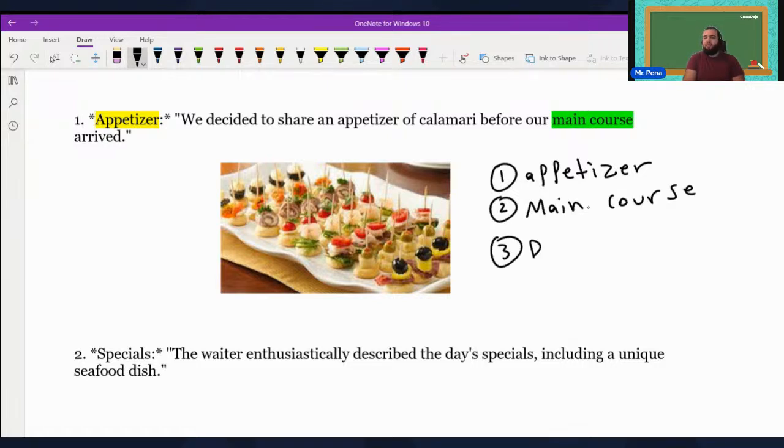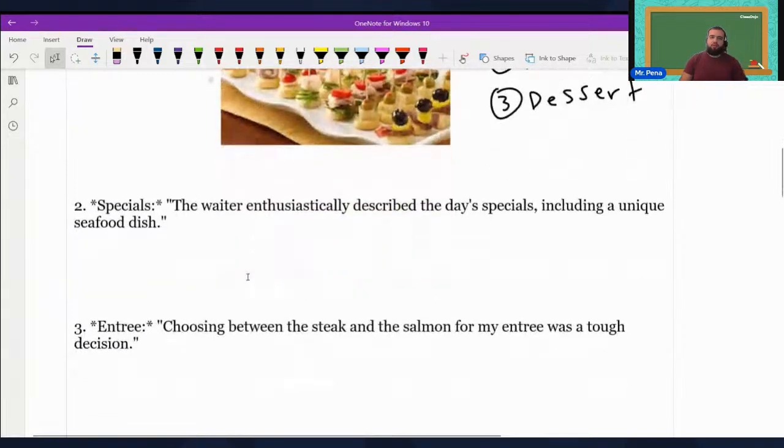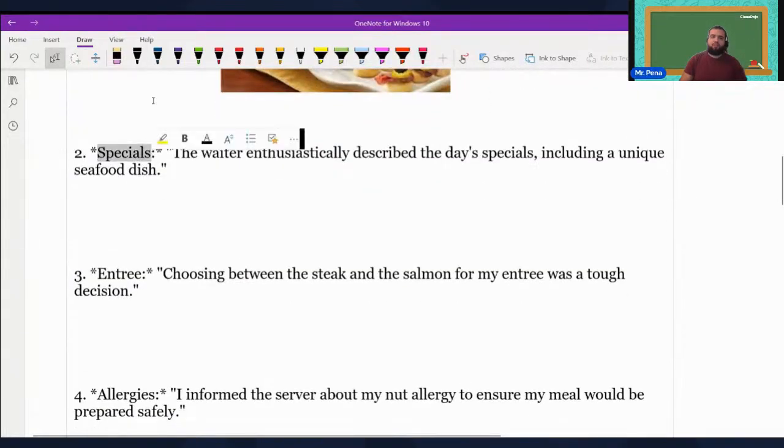And then you have dessert, which is what we call dulce in Spanish, the Cubans. I am a Cuban American. Dessert, los dulces, right? Good. That goes for appetizer. Now we're going to get on to specials. It says, the waiter enthusiastically described the day's specials, including a unique seafood dish.